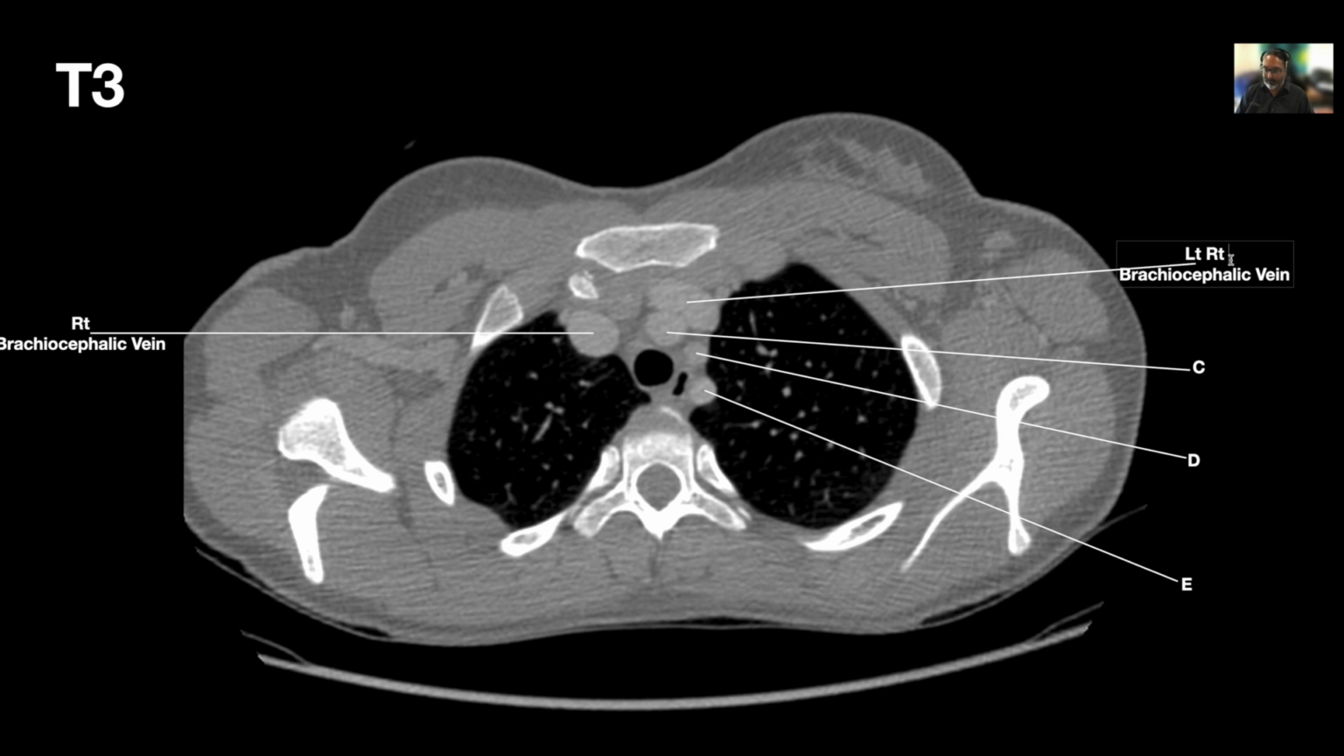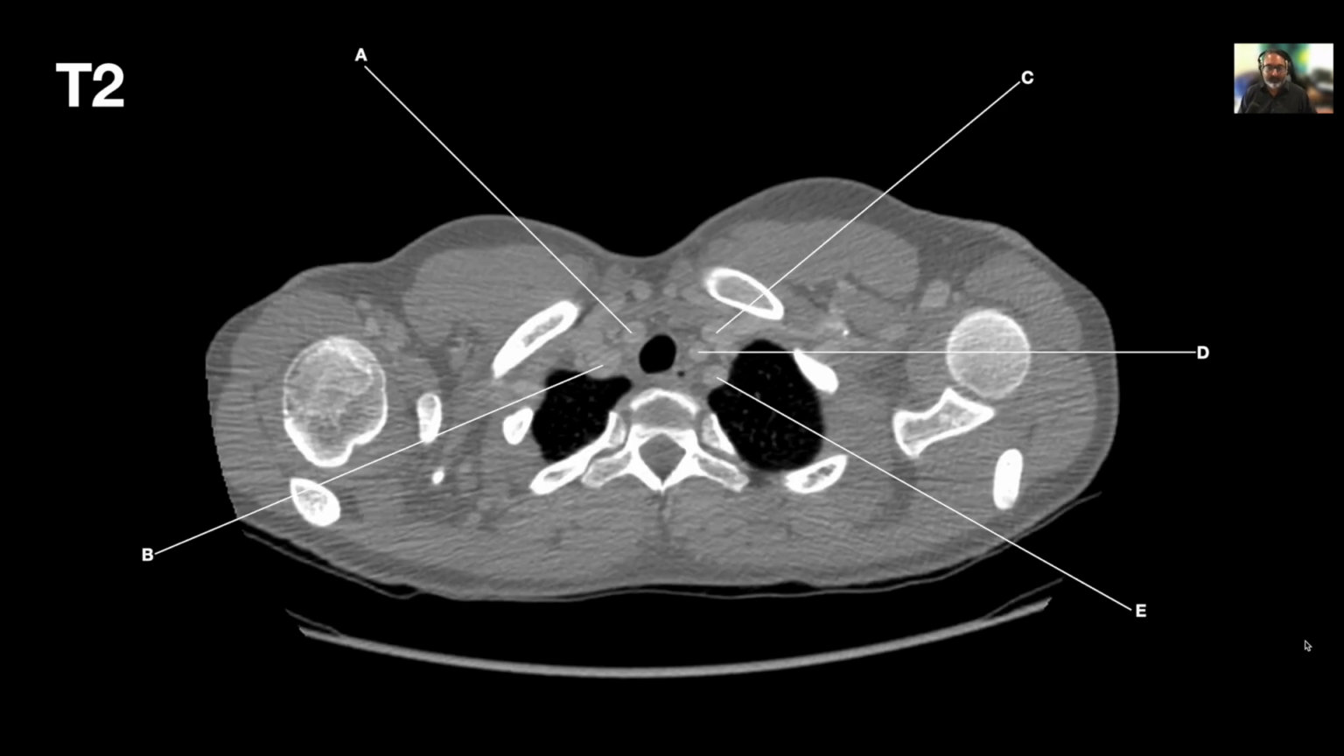And C. A little past the arch, which means C would be the brachiocephalic trunk. Correct. Brachiocephalic trunk. And D would be the left common carotid. Correct. The left common carotid artery. And this is the left subclavian artery. Correct. Well done, for one go. Photographic memory. Well done. All right, what's next?